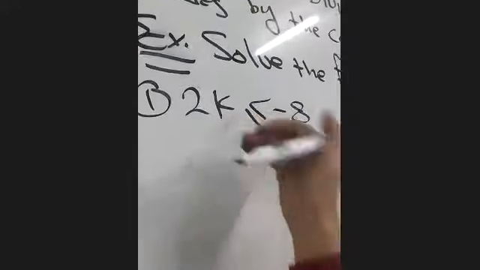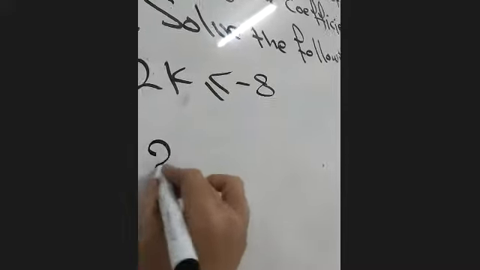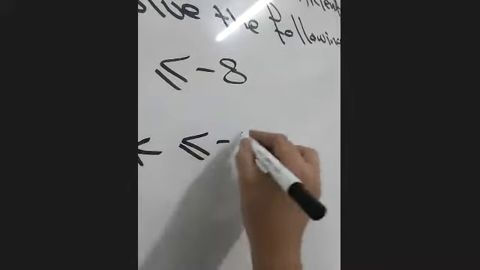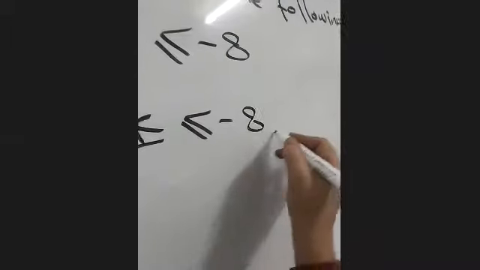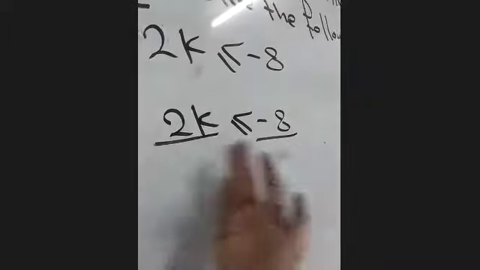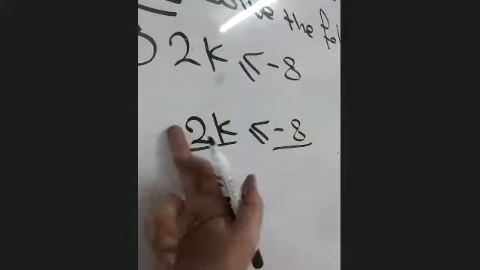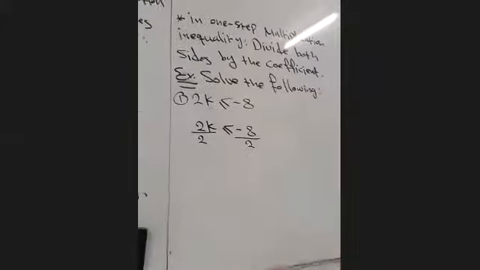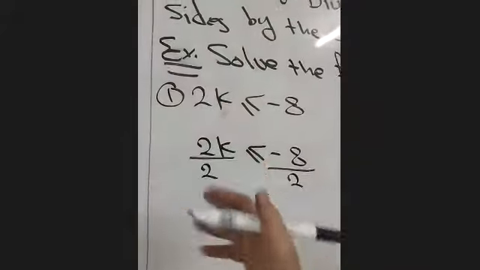So let's rewrite the inequality, the first step, 2k less than or equal negative 8. And I will divide both sides in this way. Divide both sides by the coefficient, which is 2. Now let's simplify.